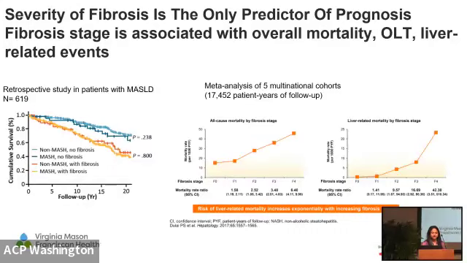And in the next graph, we see that as the fibrosis stage increases, there's an increase in the all-cause mortality, and an increase in the liver-related mortality. It looks like stage 2 is kind of the point where, anything above stage 2, there's a significant increase, in an exponential way, in the all-cause mortality and liver-related mortality.